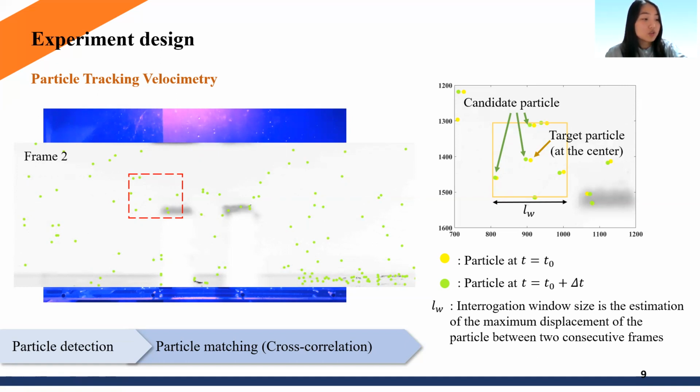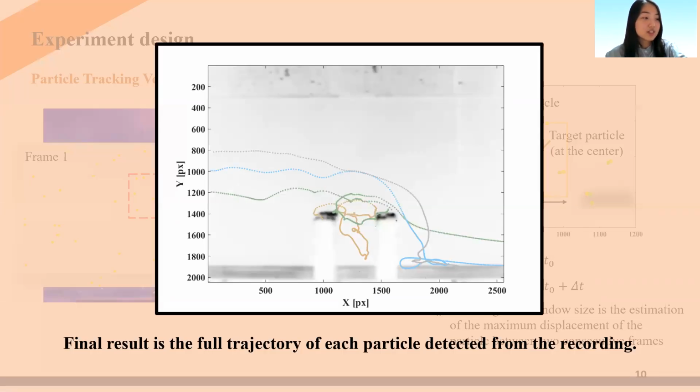So what to do now is to find out which one among candidate particles would be connected to this target particle. We do that by computing cross-correlation coefficients of image intensity matrices. Based on the explained steps, we acquire full trajectories of particles that are detected from the video, as this figure shows. Some are being captured in between the obstacles, while some just pass by above the obstacle.